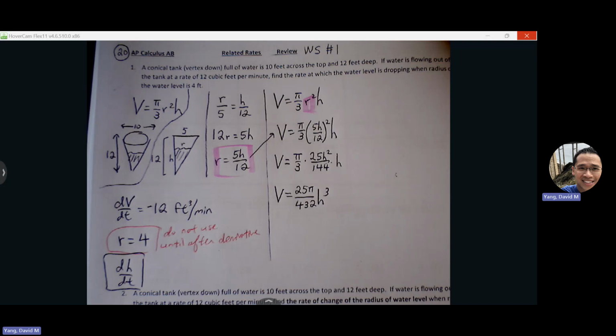Question about this. Well, if we're given this, will we always be given this? It's always going to be this relationship if you set it up this way. Okay, so just memorize that. Because this applies to here.